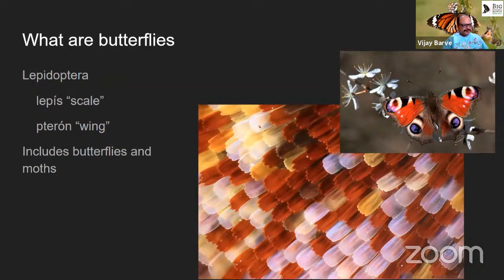scales which are lined up. These scales have different colors and different refraction indices, so they look very bright and colorful, but they are just like roof tiles, which are arranged in a manner on the wings of butterflies.